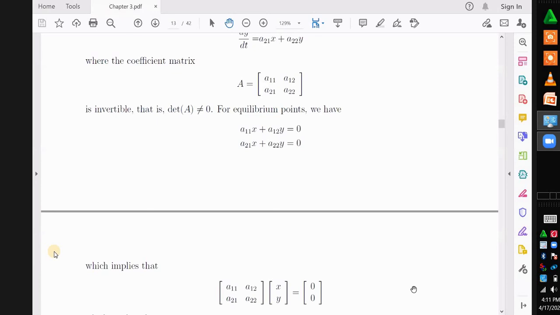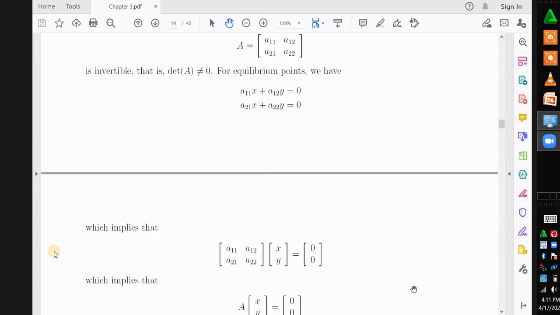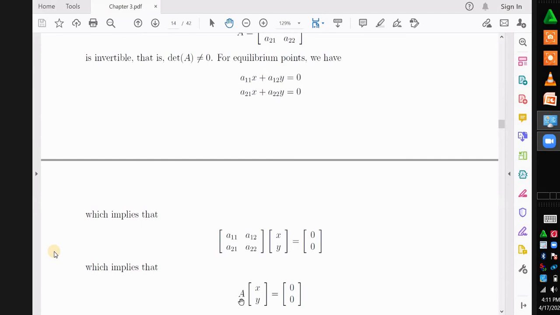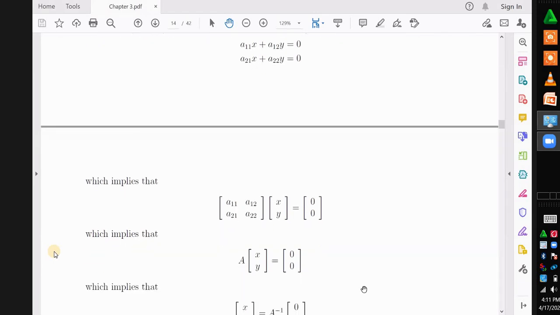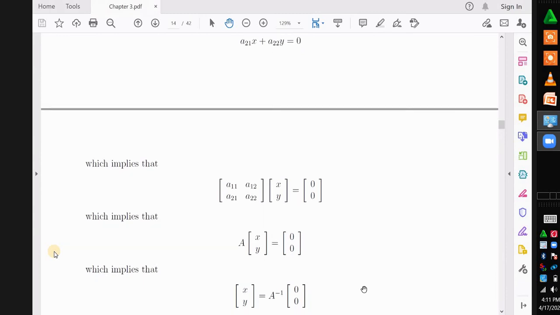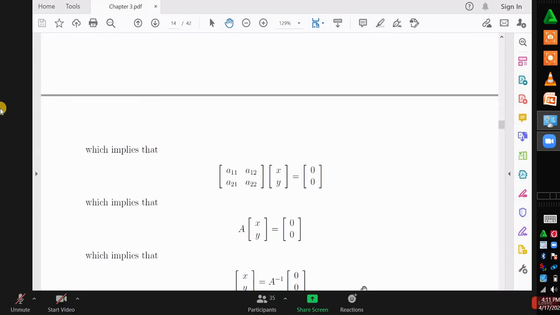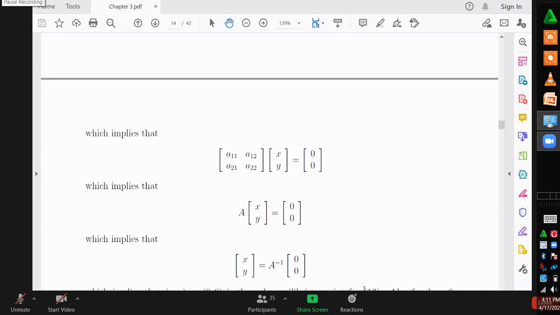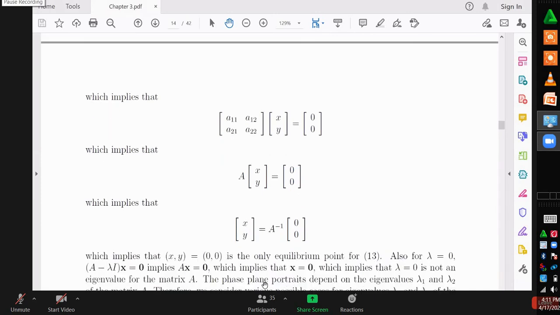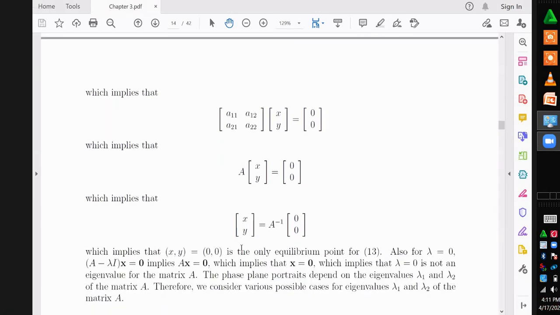So this can be expressed as matrix A, xy is 0, 0. Now just taking A inverse, because A is invertible, xy is 0, 0. So 0, 0 is the only equilibrium point of the system of linear differential equations.